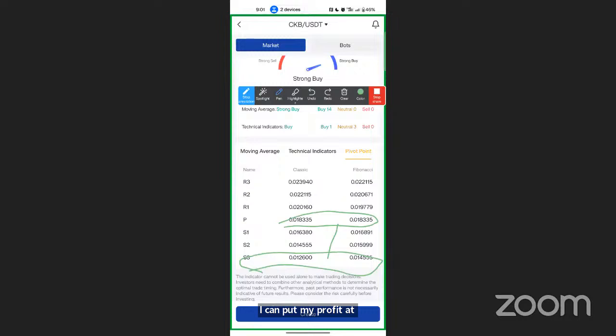Give me a yes in the chat. If I find this coin at support 3 down here, I can put my take profit at the pivot and I will make a lot of money. I don't know if you understand what I'm saying.